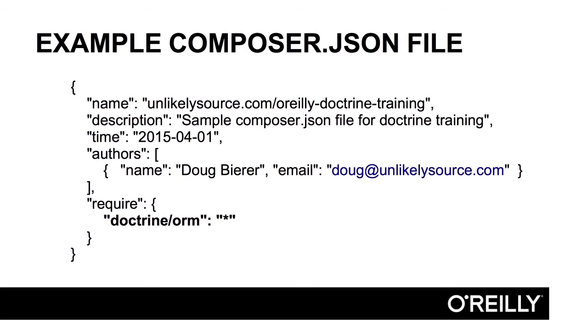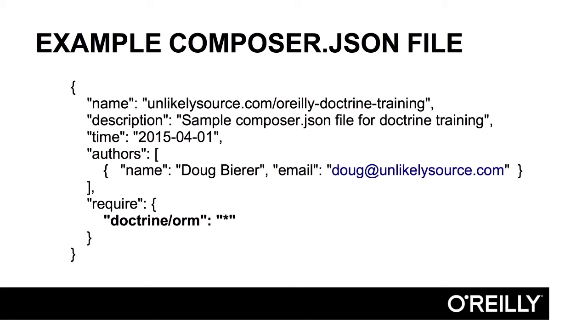The composer.json file that we will use will look something like this. The name is optional and simply describes the project. Likewise, the description gives information pertinent to the project. The time will tell us when the project was commenced. Author information tells us who derived the project and an email address for contact information.